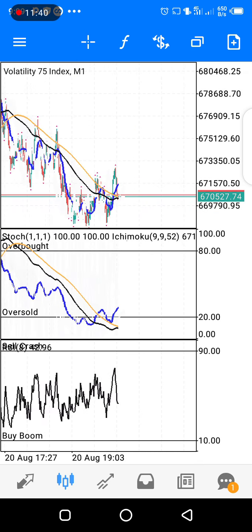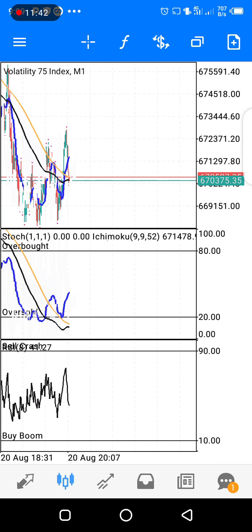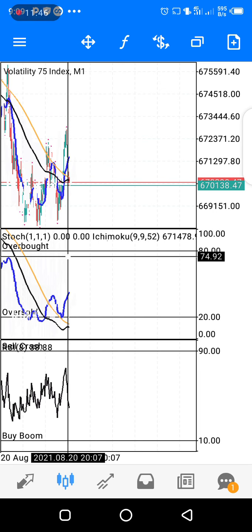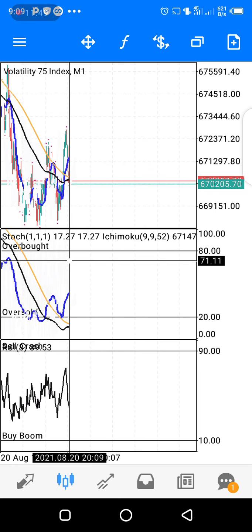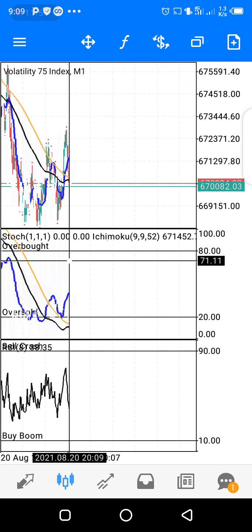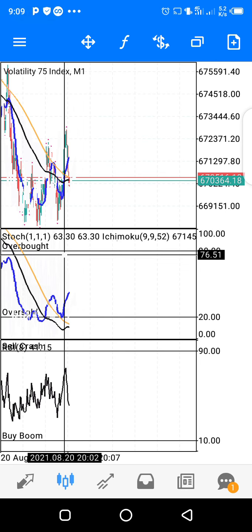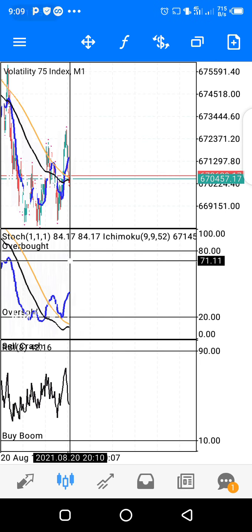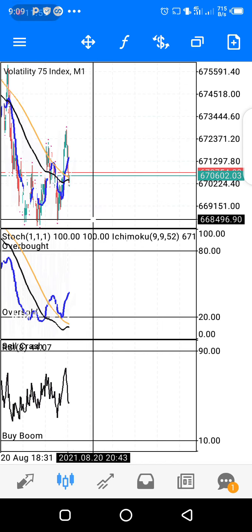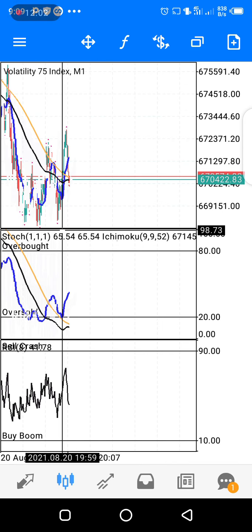That is how powerful this Ichimoku is, and how powerful these golden egg strategies are. Now you can see what's about to happen here at the oversold level. The market is about to go up. Once it touches at this point, expect a long buy.